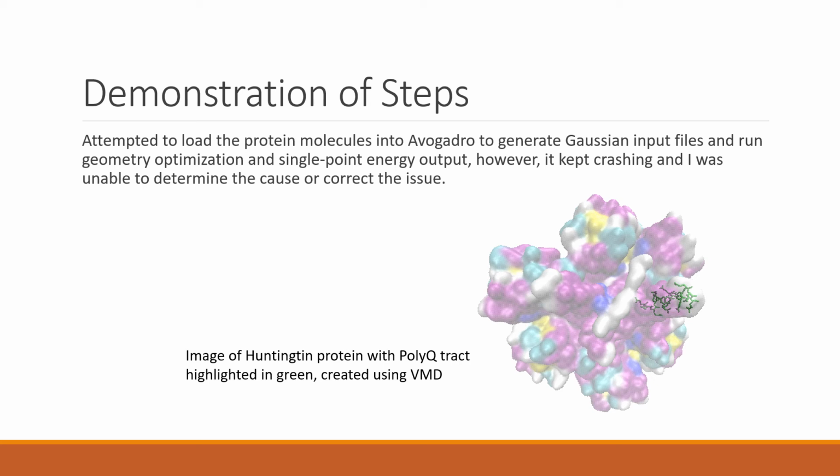So I'm not sure if it was a problem with my input files, the PDB files or PSF files that I created, or the mutations that I did by adding the glutamine residues, but it still crashed when I tried to upload the original PDB file containing the non-manipulated Huntingtin protein. So I was unable to move forward with geometry optimization.